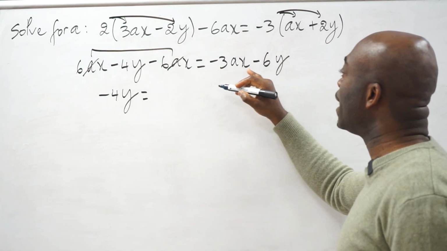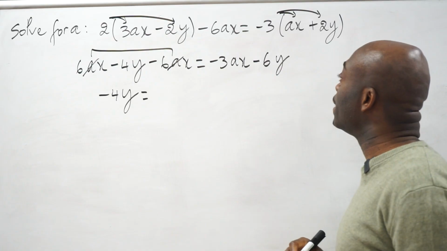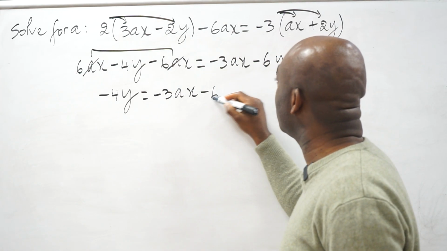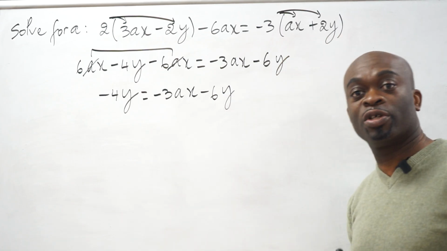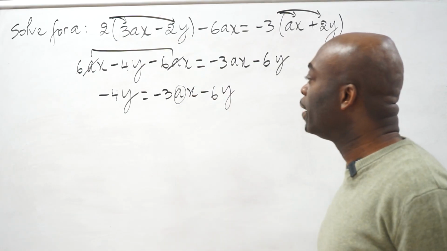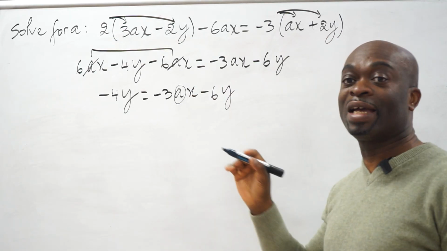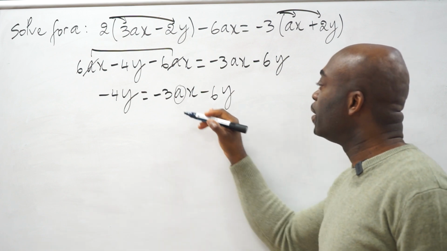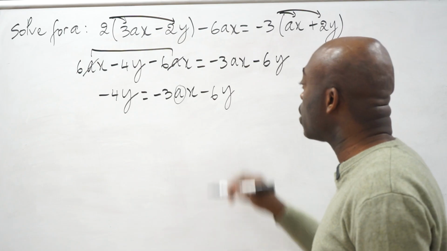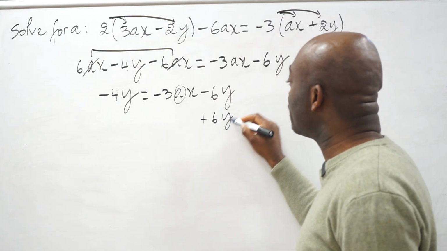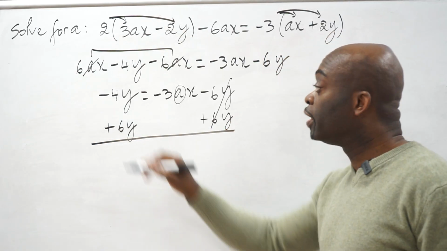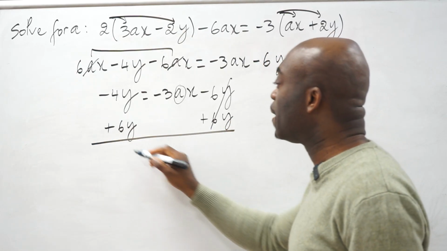And this one is equal to negative 3ax and then negative 6y. So what are we solving for again? Remember, we've got to keep that in mind. We're solving for a. So that means a is what we want. We want a by itself. So that means everybody's got to go to the other side, correct? Meaning negative 6y has got to go. So doing that, this is going to become positive 6y on both sides. So this is out. Negative 4y plus 6y is going to give you positive 2y.